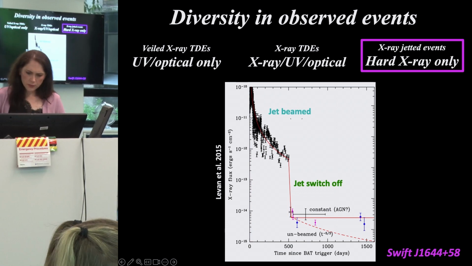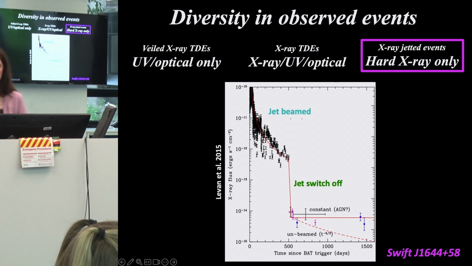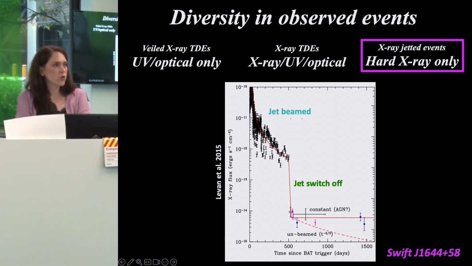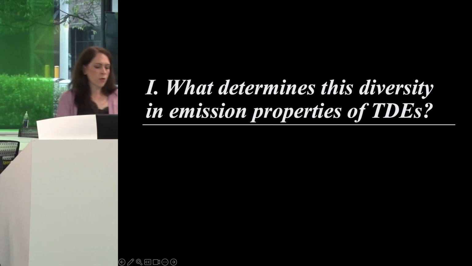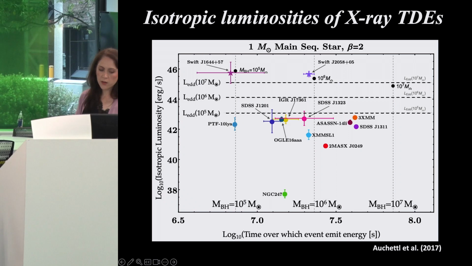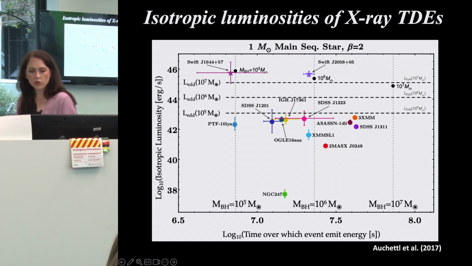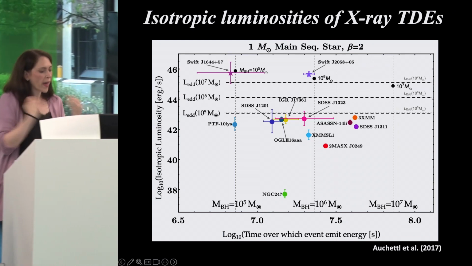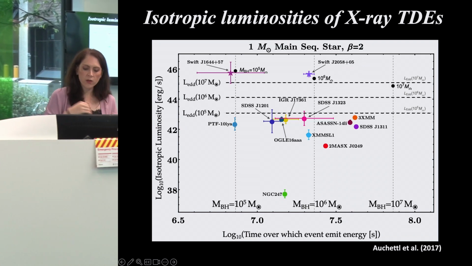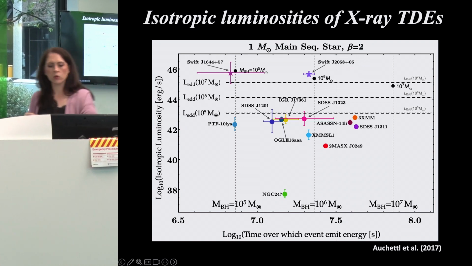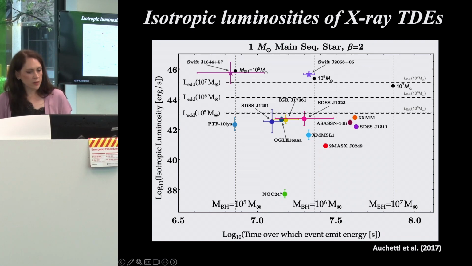And so we're seeing quite a diversity in the types of emission from these events. Naturally, a question that arises is what determines the diversity in emission properties of TDEs? A hint to the origin of this diversity comes from trying to understand whether the bolometric or isotropic luminosities, the total power output across all wavelengths of a tidal disruption, are consistent with what we expect from the Eddington luminosity of the black hole associated with the event. So what is the Eddington luminosity?